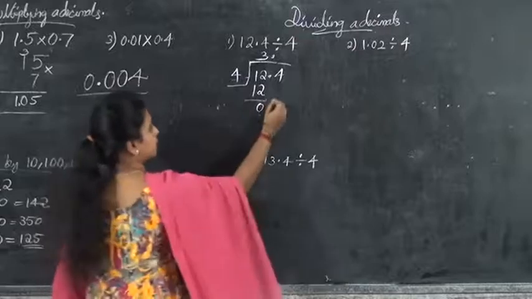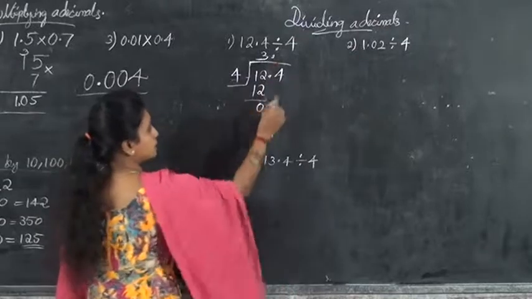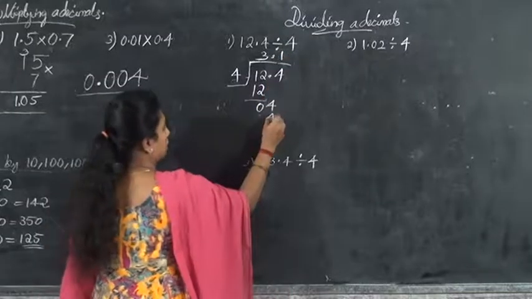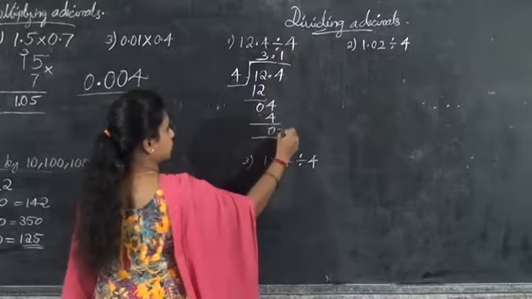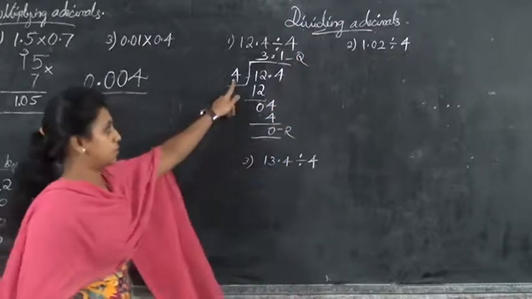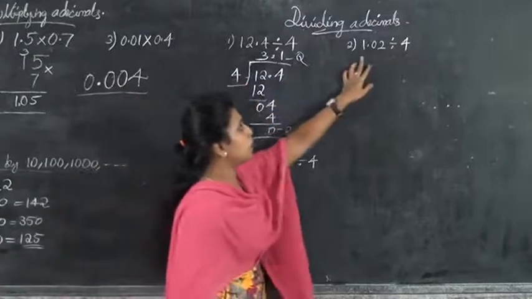Then you want to bring the number 4. Only after putting the point should you bring the 4. Then how many times does this number go here? 1 4s are 4, answer is 0, and this one is the remainder and this one is the quotient. 3.1 is the quotient.